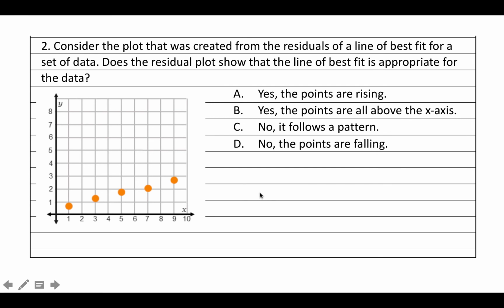All right, consider the plot was created from the residual of a line of best fit for a set of data. Does the residual plot show that the line of best fit is appropriate for the data? All right, so this is going to be no, because it follows a pattern. If it follows a pattern, it is not a good residual. We've talked about residuals in the past, and residuals do not follow a pattern. Because this basically is linear, it would be no, and it's because it follows a pattern. So it would be C.